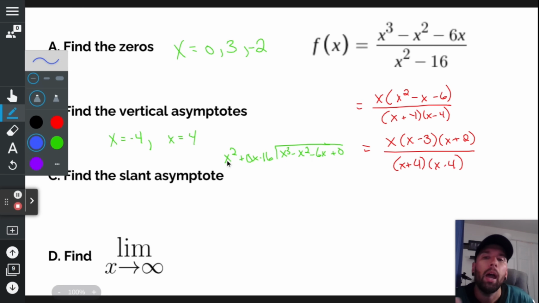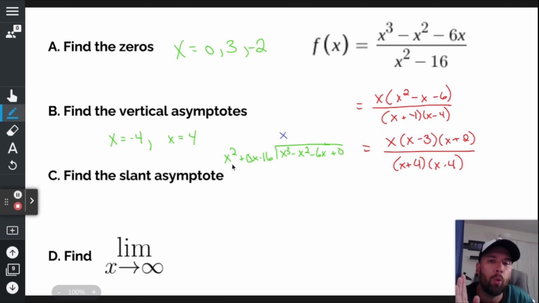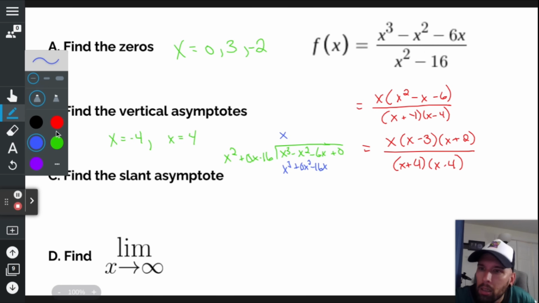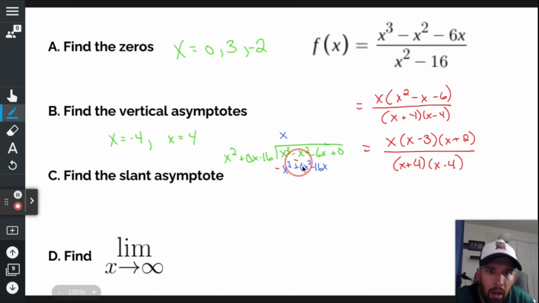Shame on me. X squared times what is x cubed? X squared times x is x cubed. Multiply x to everything. X to the third, 0, negative 16x. Subtract this guy, which means flip the signs and bring it down. You go away. Negative x squared minus 0x squared is negative x squared. Negative 6 plus 16 is positive 10x. Drop down the plus 0.